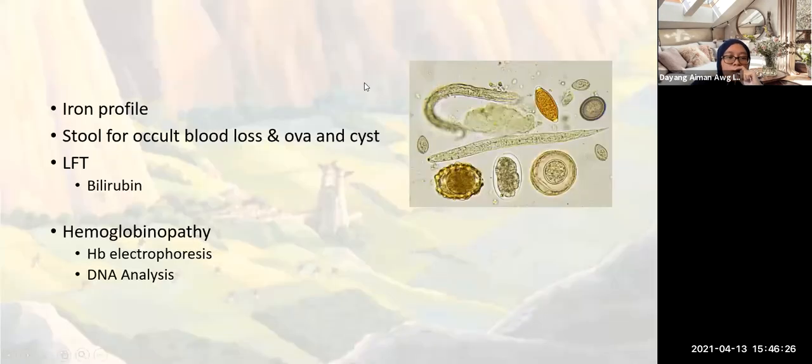We need also to look for the iron profile to confirm whether the patient is having IDA, or in thalassemia they can have iron overload, and then stool for occult blood and OVA and cysts to rule out GI blood loss, and also liver function test to look for the bilirubin level because some of them can come with anemia and also hyperbilirubinemia because of increased red cell destruction. And to rule out thalassemia, we can do hemoglobin electrophoresis and also DNA analysis.